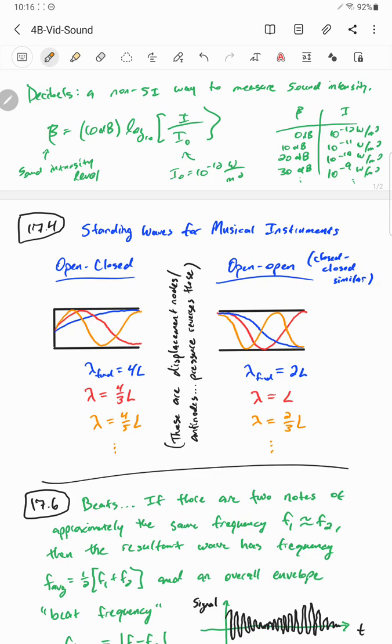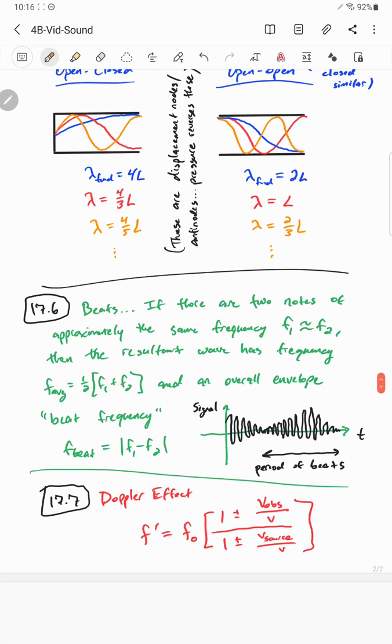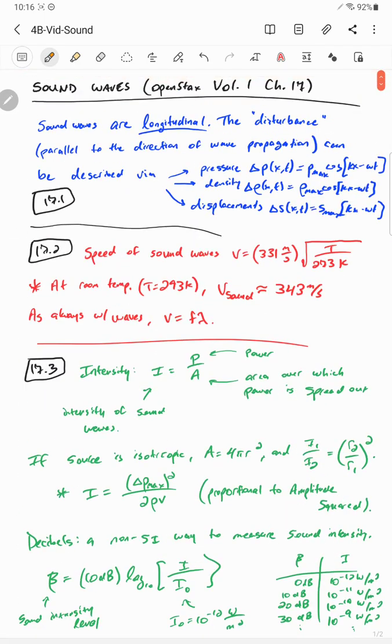Actually this was a topic relevant even for waves on strings, but this is the more complicated version because the boundary conditions are different depending on the shape of the musical instrument. So we'll focus on those here. A topic relevant to interference called beats, and then a Doppler effect formula. So lots of interesting topics here.